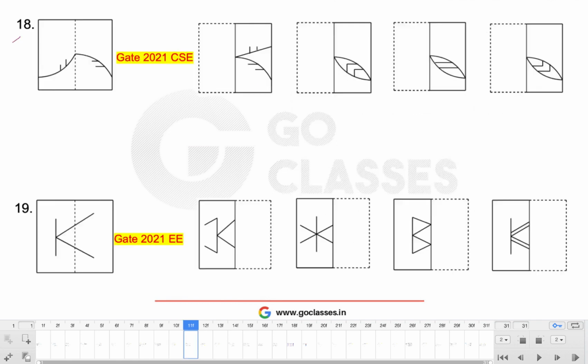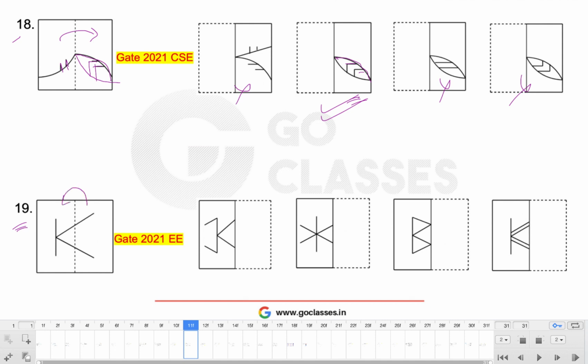Question number 18. You have to fold it like this. This is wrong. This could be the answer. As you can see, here it is like this and in this direction. In this also, like this and in this direction. This will not be the answer as the mirror image of this will be like this and like this. This will be the answer. This is also wrong.